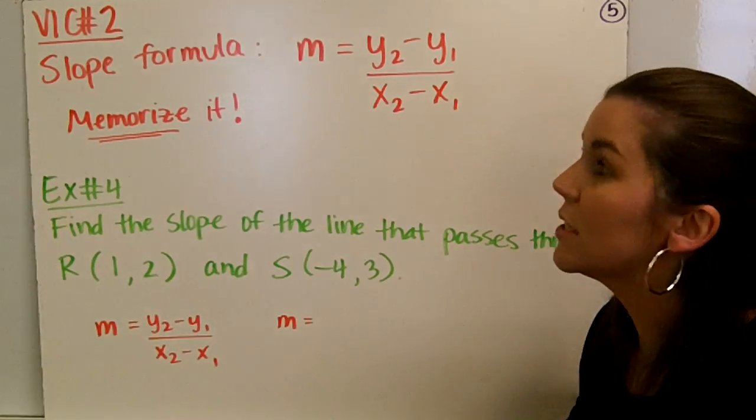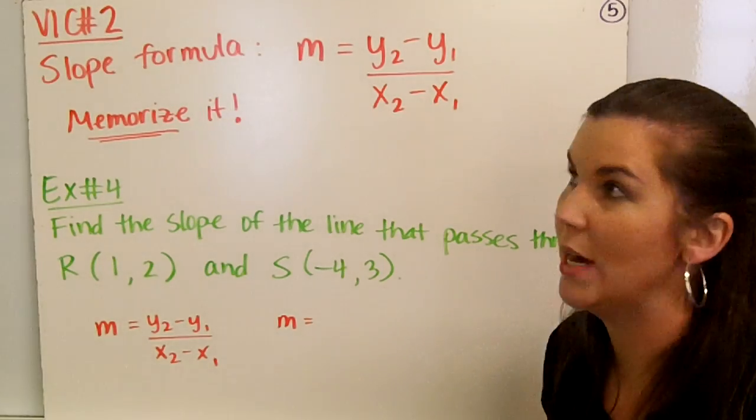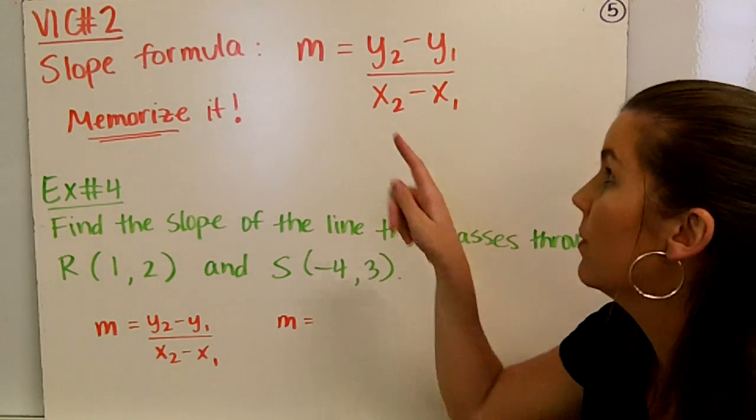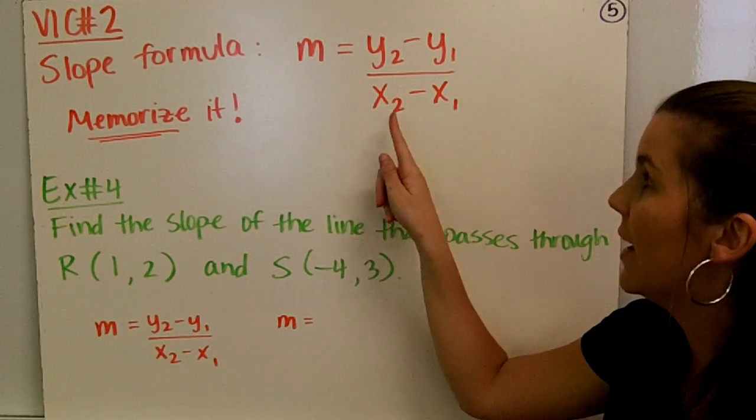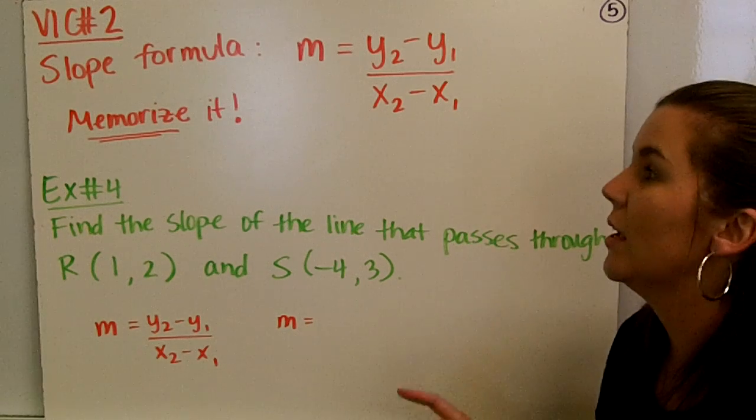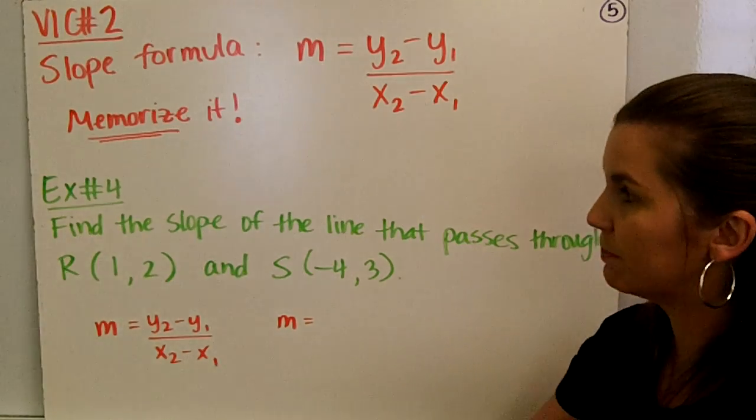Vic number 2, the slope formula. You have to memorize it. M, that means slope, equals y sub 2 minus y sub 1 divided by x sub 2 minus x sub 1. And I'll sing you a song about it during class.